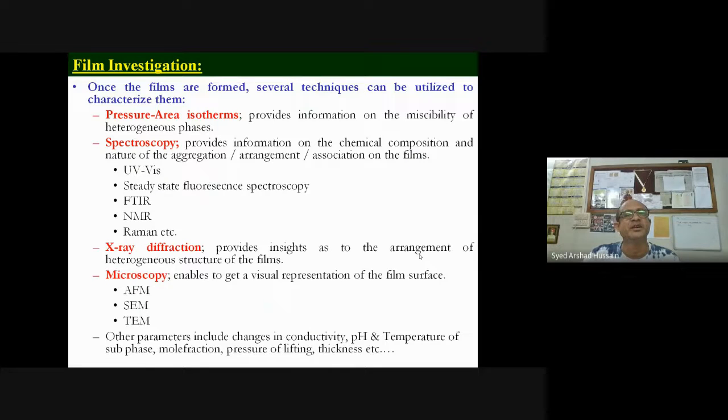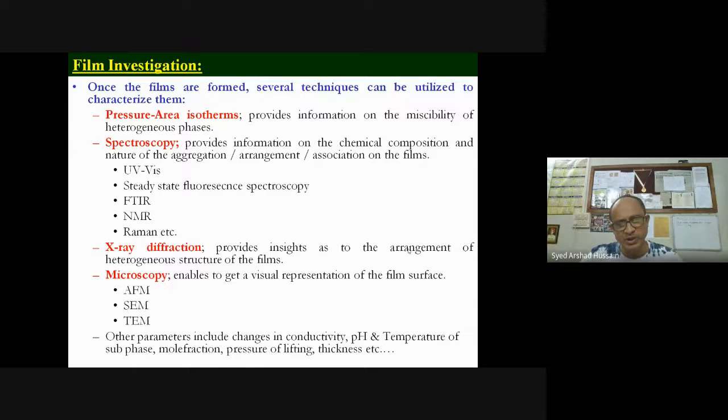So once the films are formed, there are several techniques which you can use to characterize. First, during the formation, you can analyze the pressure-area isotherm, which I have already explained, and this gives you an idea about the interaction among the floating molecules and the organization at the air-water interface. At the same time, you can apply Brewster angle microscopy, then fluorescence imaging microscopy to get an idea about the organization of the floating layer.